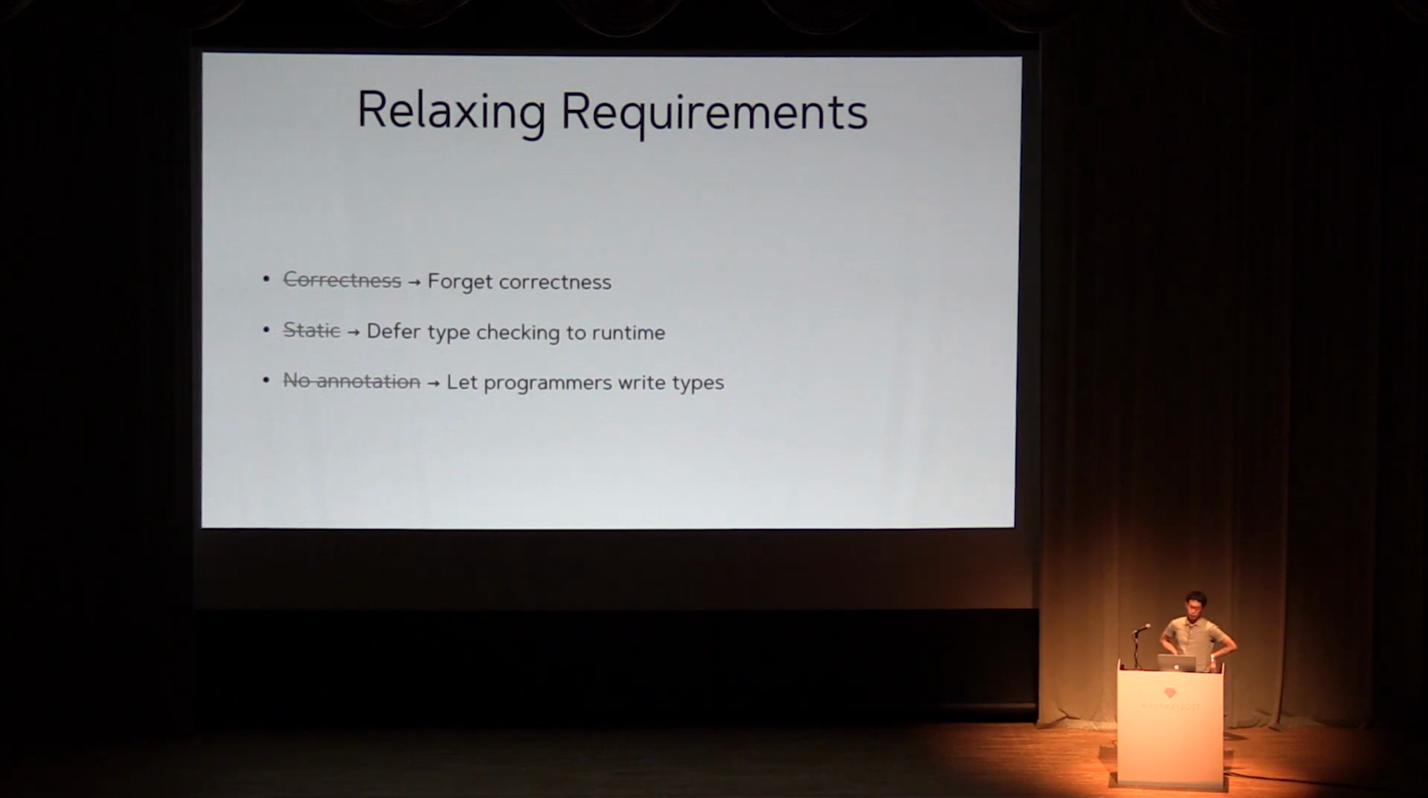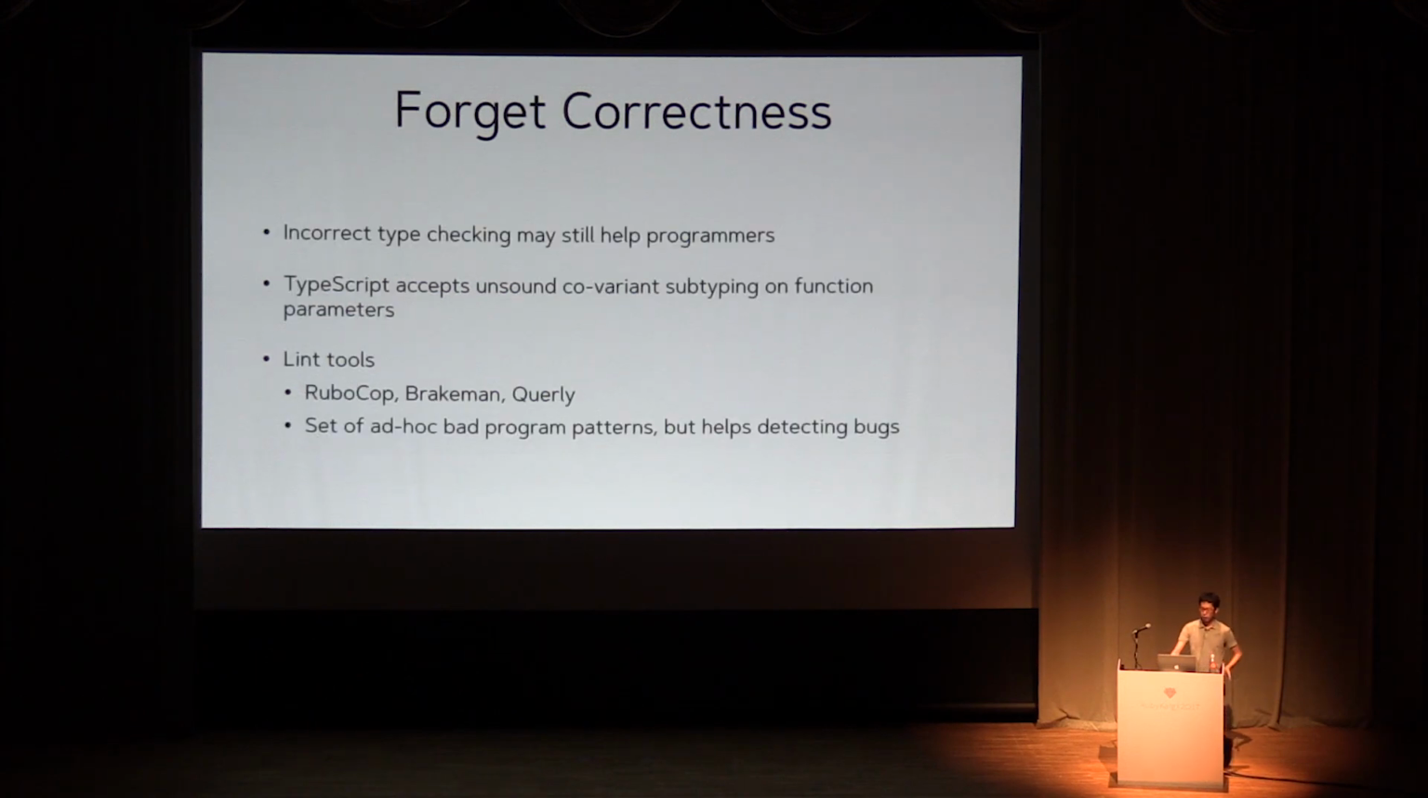So instead of having correctness, we can have incorrect type checking. Instead of static type checking, we can try type checking at runtime. Or instead of inferring all the types, we can ask programmers to write some annotations. So what can we do if we relax the correctness requirements?